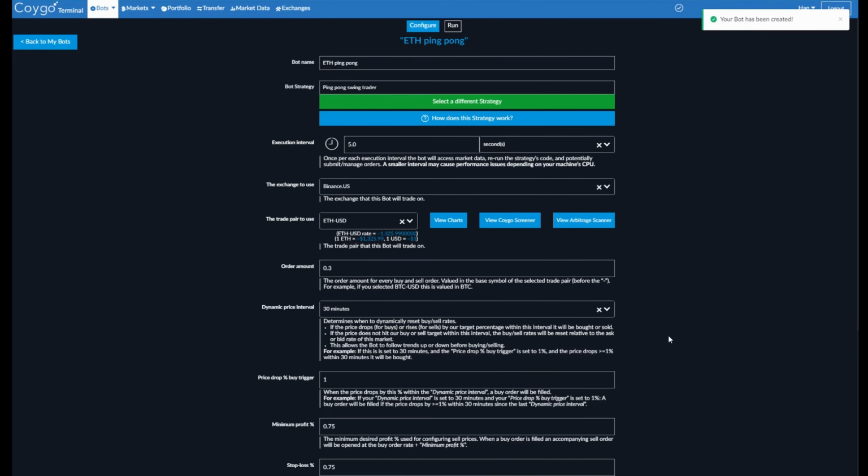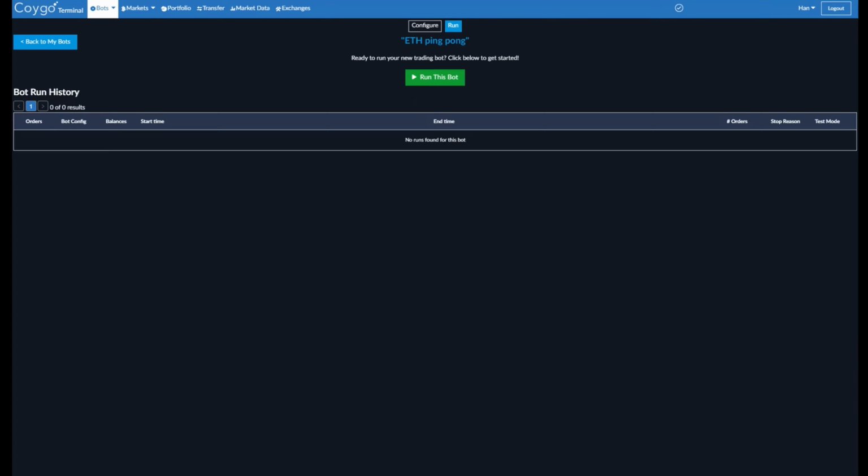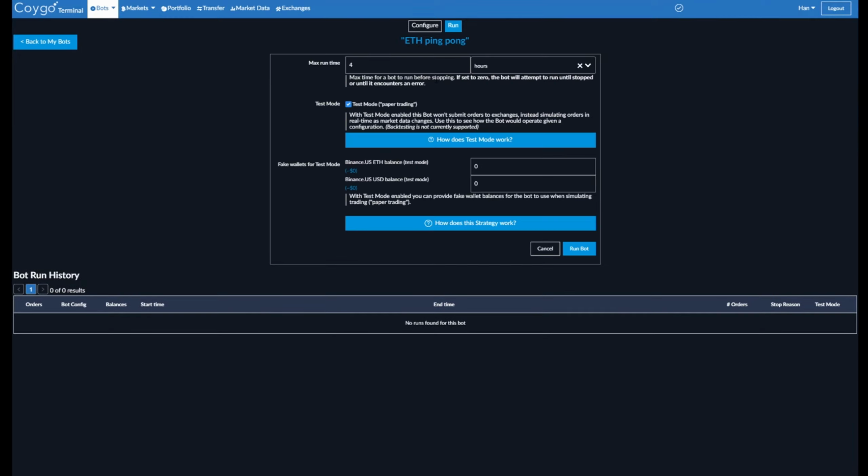All right, now we've just created our first ping pong swing trader trading bot on the Binance US Ethereum USD market. Now we can go over here and it's time to run this bot. So we'll click run this bot, and now we can configure this bot run. We can have the max run time. Right now it's set to 4 hours. So this is the max time for a bot to run before stopping. Set to 0, the bot will attempt to run until stopped, until it encounters an error.